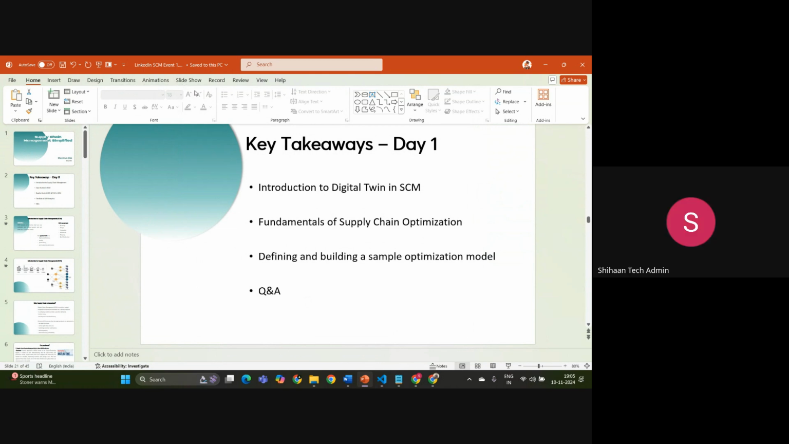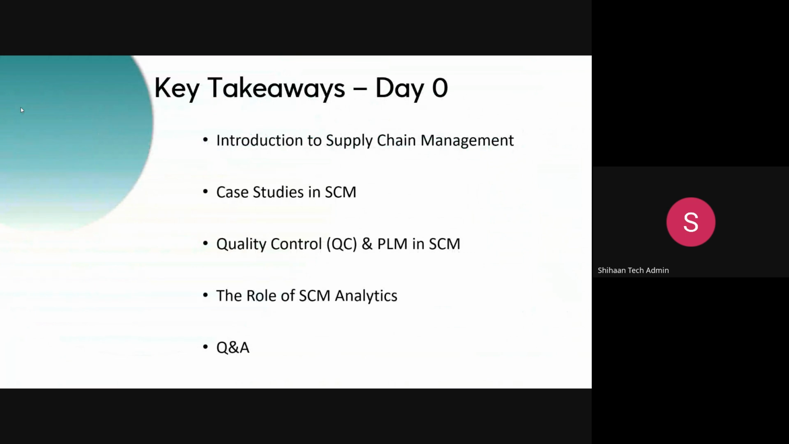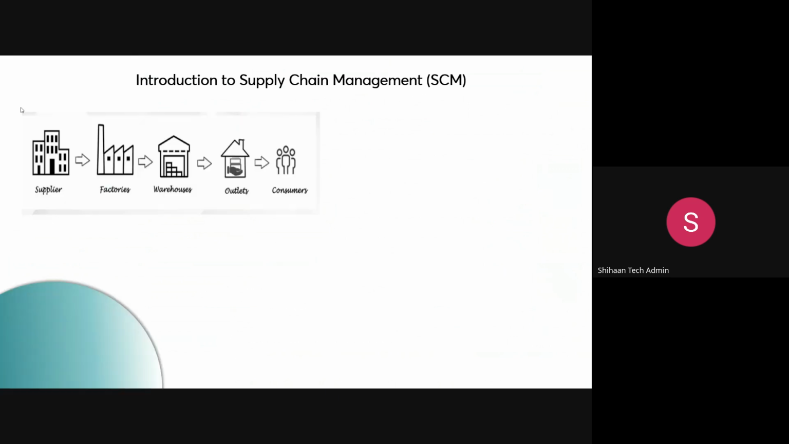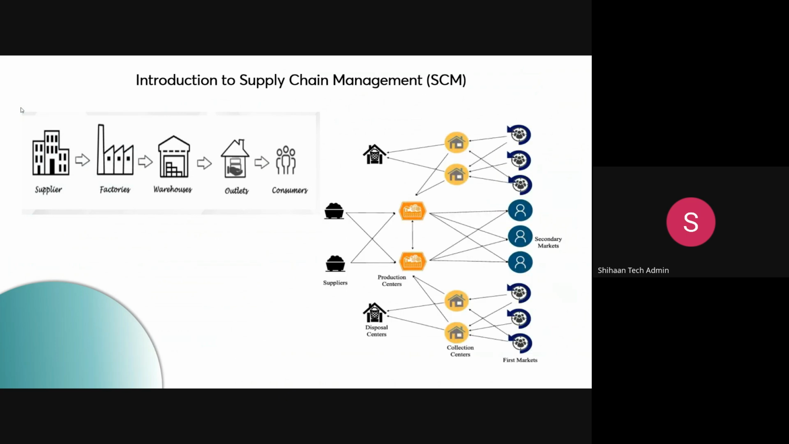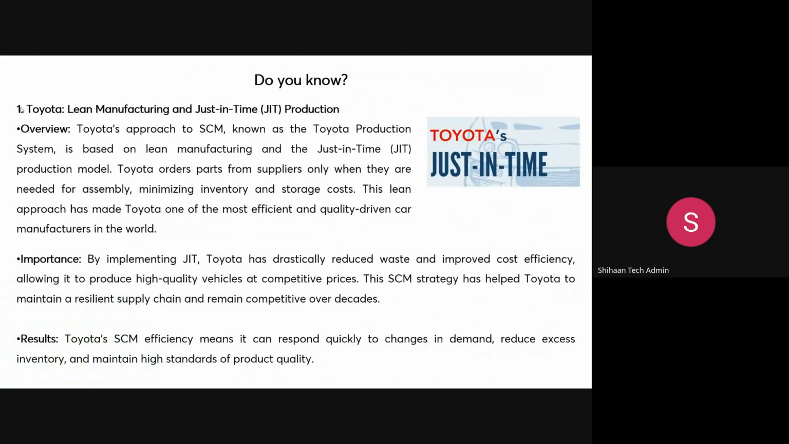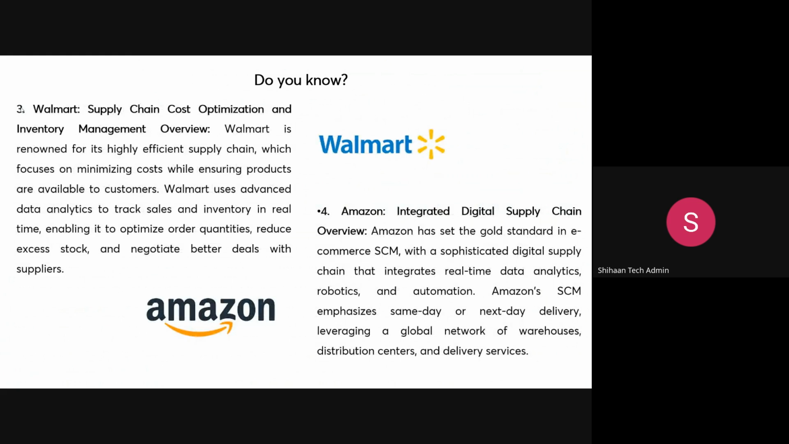Okay, so let me do a recap before we start today's session. On the first day of the supply chain session, we started with the introduction of supply chain management. We saw some case studies, how a linear supply chain looks, how a complex network supply chain looks, and why supply chain is important. We saw case studies of Toyota's just-in-time and Zara, who leveraged a very advanced supply chain for demand forecasting and inventory control.